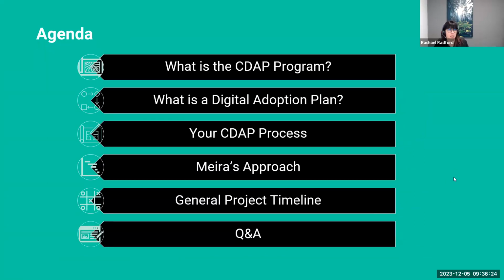So today we're going to talk a little bit about what is CDAP, what is the Digital Adoption Plan, which is the output from the grant, the CDAP process that you go through from your perspective, a little bit about our approach as a digital advisor that's been certified under CDAP, a bit about the project timeline that we work with. Ideally, sometimes clients take less time, more time, and we'll leave lots of time at the end for general questions that those who've attended have, if there's anything specific that you'd like to learn more about or understand more detail around.